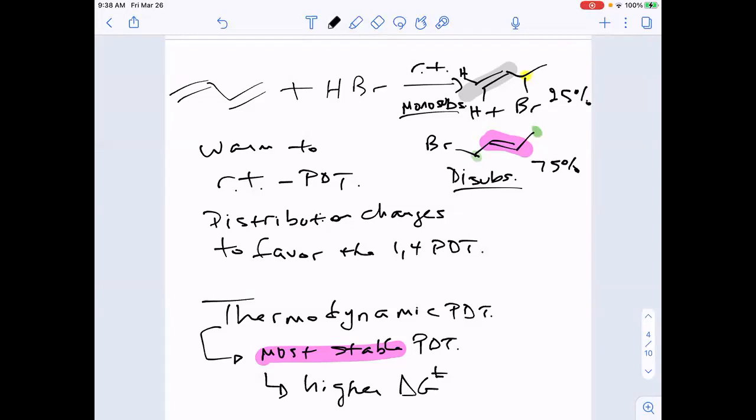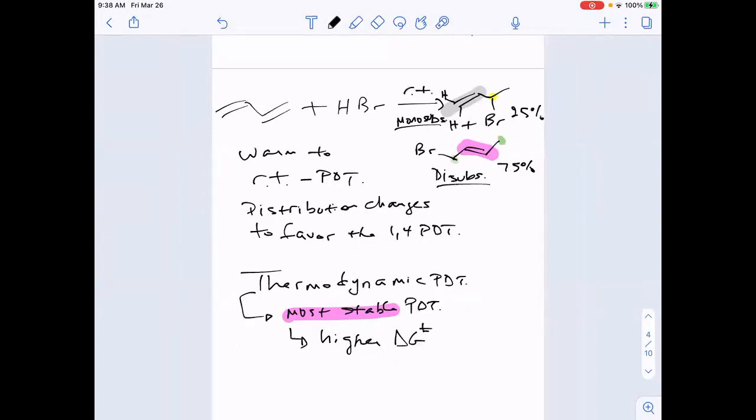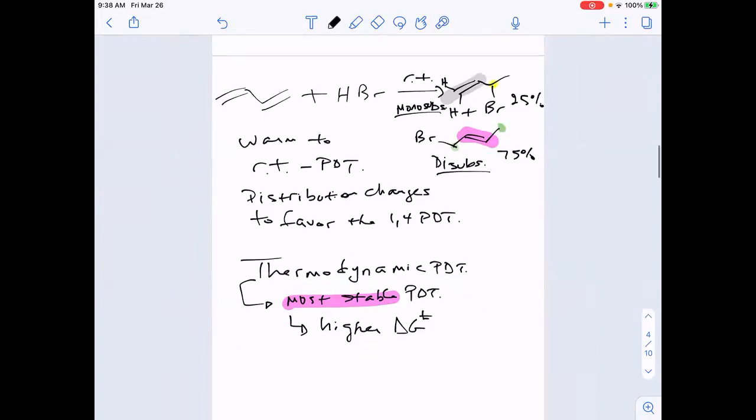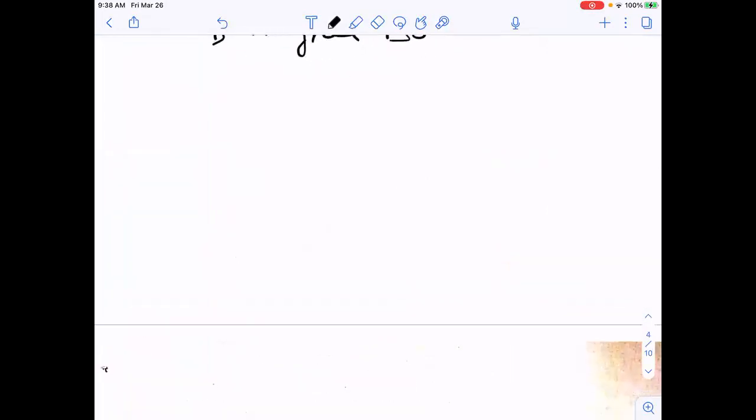And the thing about doing it under thermodynamic conditions is that you could really force all of the 1,2 to convert to the 1,4. If you watched that video last night, you saw that it had an energy diagram in there, right? So you have your carbocation intermediate here, and this is where my two products are coming from. And then we had a kinetic product.